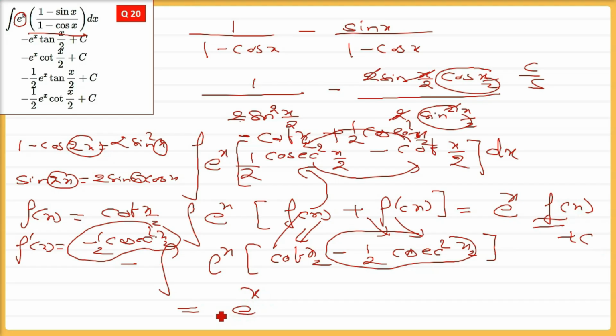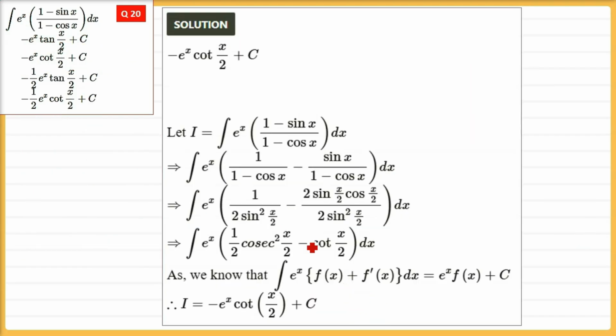e^x remains here. Negative we have taken outside. f(x) is cot(x/2) plus a constant of integration. That's your final result. Which one of these is correct? You can match it. So we have no half here. Negative cot(x/2), which is the second one. B is the correct result. Now this is how it will be done. This is the whole process, which I explained internally also.